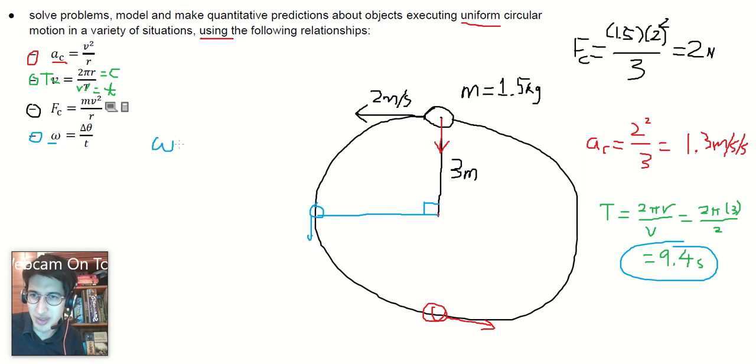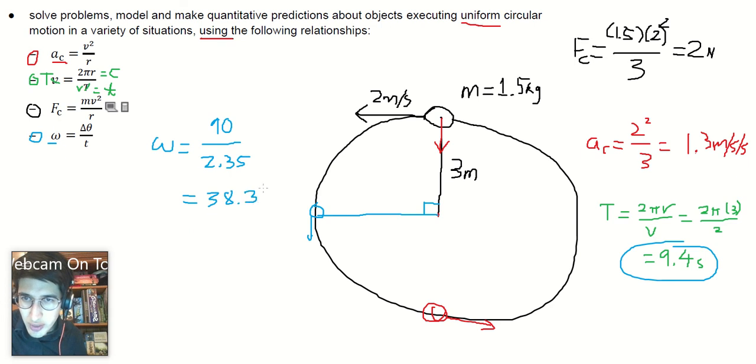So the angular velocity is going to be 90 divided by 2.35, which hopefully I've still got my calculator ready here. 90 divided by 2.35 is going to be 38.3. 38.3 degrees per second.